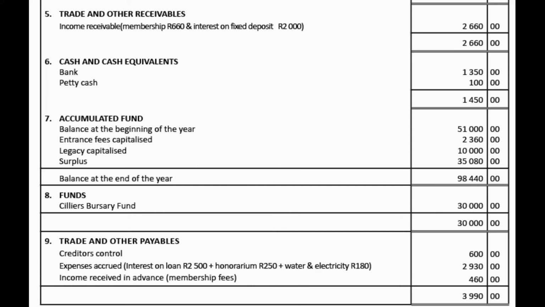Cash and cash equivalents. We just got those amounts straight from the pre-adjustment trial balance. Bank 1,350, petty cash 100, so that gives you the total of 1,450.